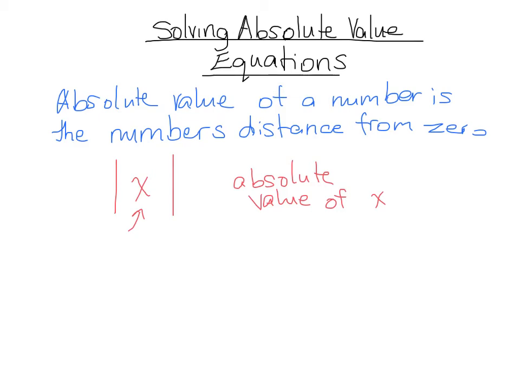Again, if we have absolute value of negative 3, it just means the distance of negative 3 from 0, which is 3. But if we have absolute value of 3, it means the distance of 3 from 0, which is still 3.